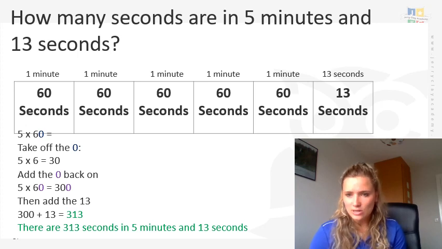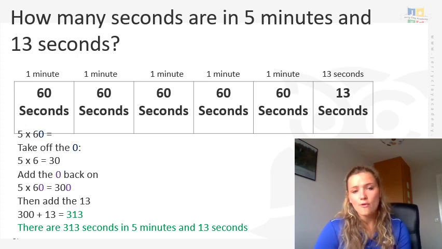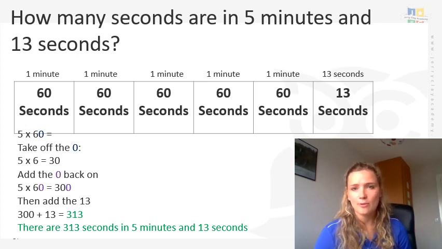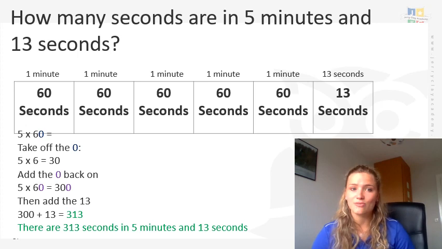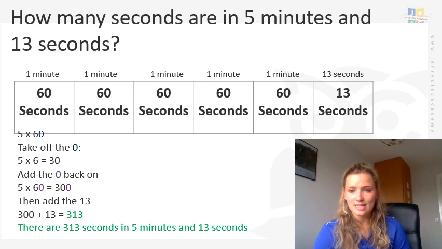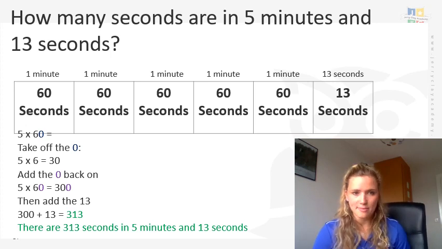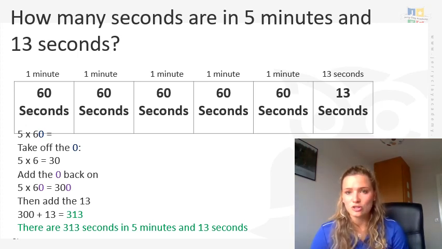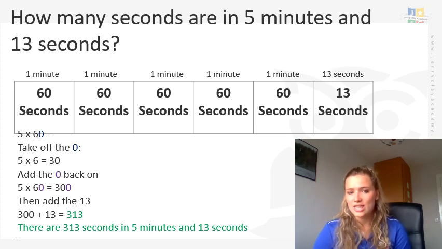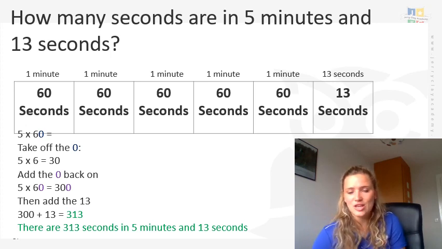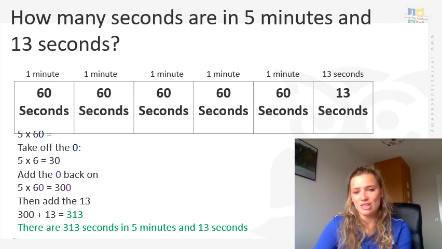So I can either go and add all of those numbers up together, or a quicker way that you could do it. I know that there are 60 seconds in 1 minute, so in order to find out how many seconds are in 5 minutes, I can do 5 times 60. Again, just like I've said here, take off your 0. 5 times 6 we should know is 30 because we know our 5 times table. Then put your 0 back on, so I know 5 times 60 will be 300. Then I would add the 13 seconds on top, and this would be 300 add 13, which is 313 seconds. So I know that in 5 minutes and 13 seconds, there are 313 seconds.